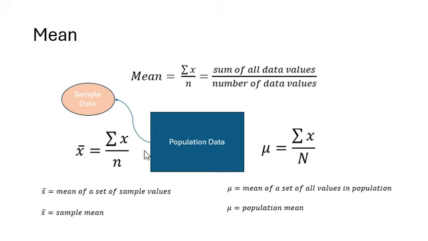Of course, we have two means we can calculate, because you have a sample data set and a population data set. You have two sets of data, so therefore we can calculate two different means. Very simple as that.